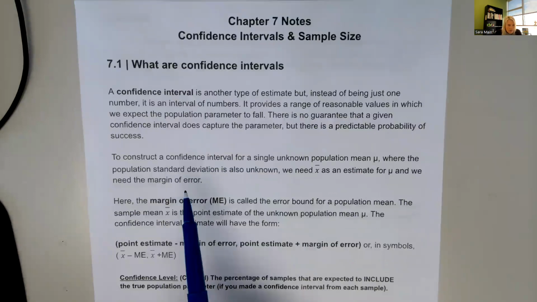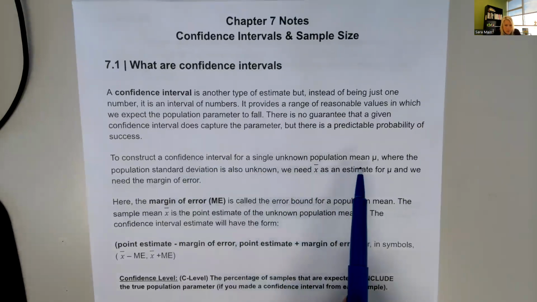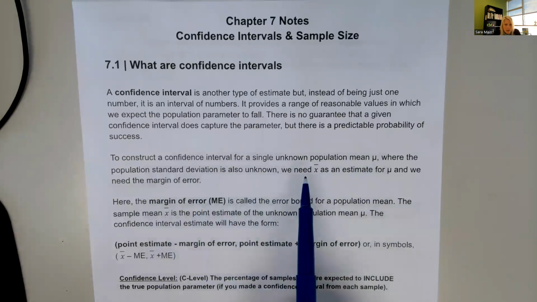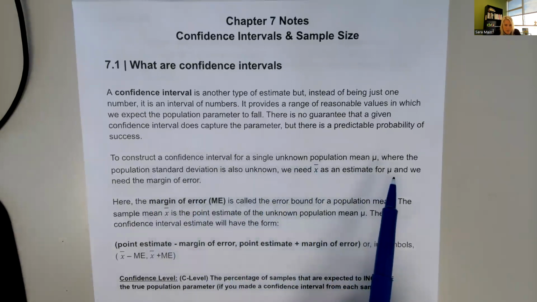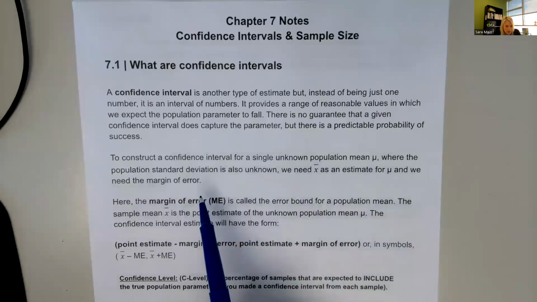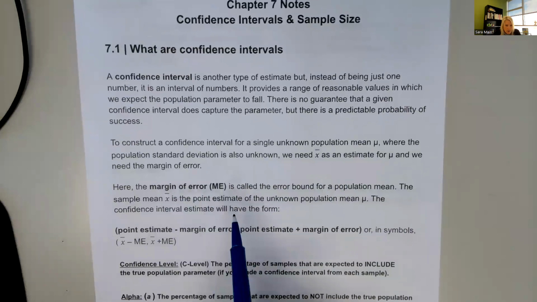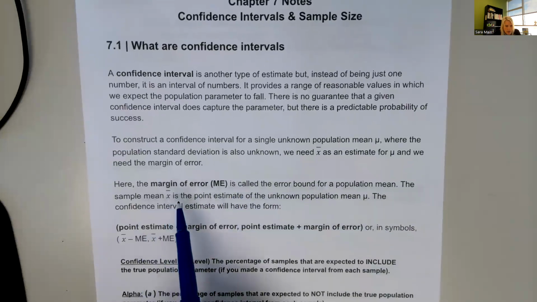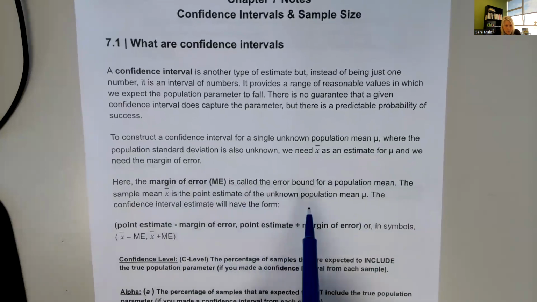To construct a confidence interval for a single unknown population mean mu, where the population standard deviation is also unknown, we need the x bar as an estimate for mu, and we need the margin of error. Here, the margin of error, we're going to use the symbols ME, is called the error bound for a population mean. The sample mean x bar is the point estimate of the unknown population mean mu.